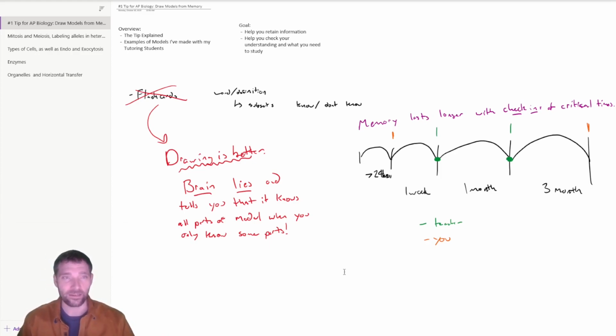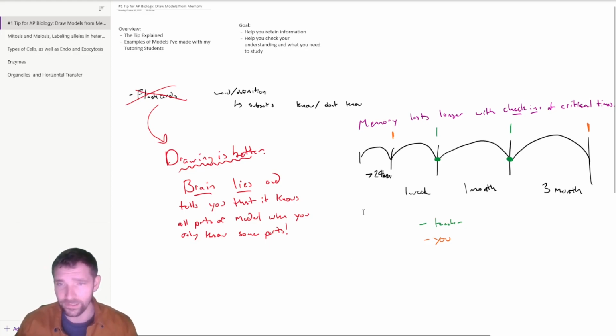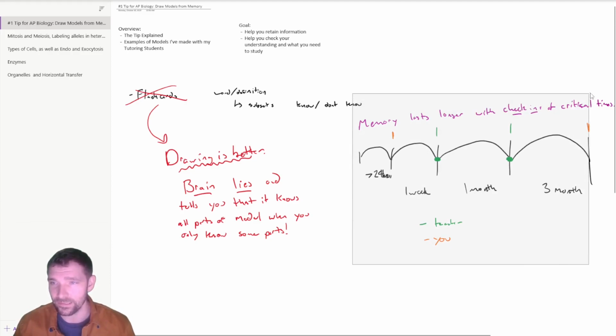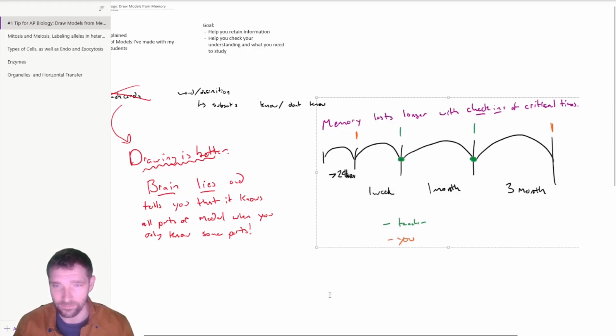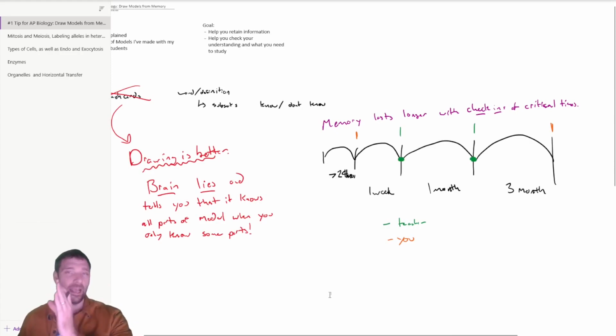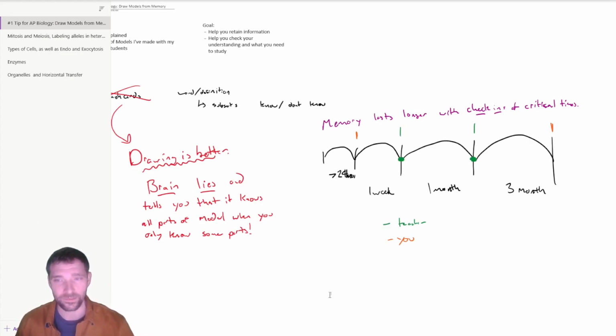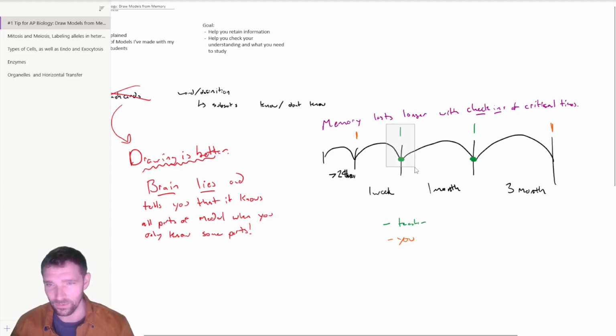So drawing things out is incredibly useful, and you need to be doing this pretty frequently, so your memory lasts longer with this information if you're checking in at these critical times. So like a day after you've learned something is pretty important to get that review in, as well as a week, a month, and 3 months. Your teacher's probably doing some sort of weekly quiz or assessment and larger tests. So he's kind of taking care of that for you a lot. But you have to do the daily and larger reviews as well.